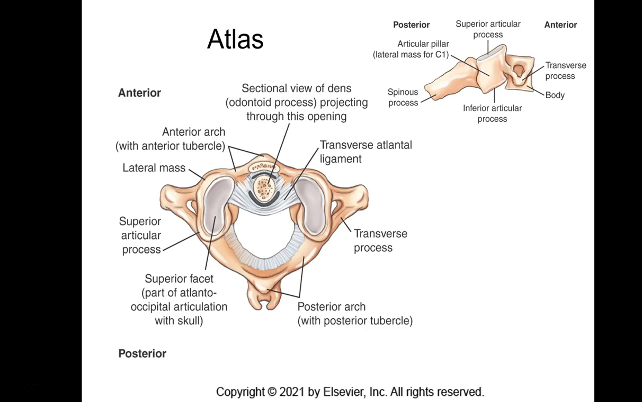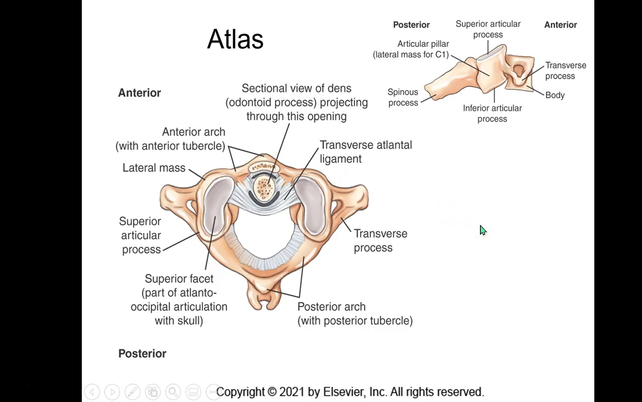C1 is the least typical cervical vertebrae. It really has unique characteristics that none of the other cervical vertebrae have. In fact, C1 has no body. It has a thick arch of bone instead called the anterior arch. So let's look at that. So this right here, instead of a body, is an anterior arch on C1. The anterior arch has a small anterior tubercle or bump, which you can see here.